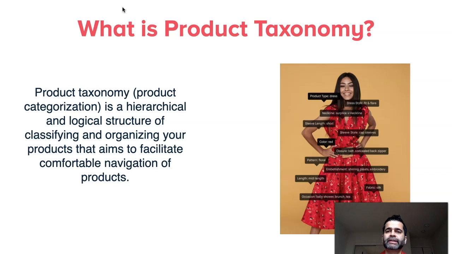So what is product taxonomy? Product taxonomy or product enrichment is a hierarchical and logical structure of classifying and organizing your products that aims to facilitate comfortable navigation of your products. So what does that mean? That basically means enriching the product data so it becomes easier for users to search. Having as many attributes as possible regarding a particular product or dress, so when users search for it, your search results can give them exactly what they're looking for.